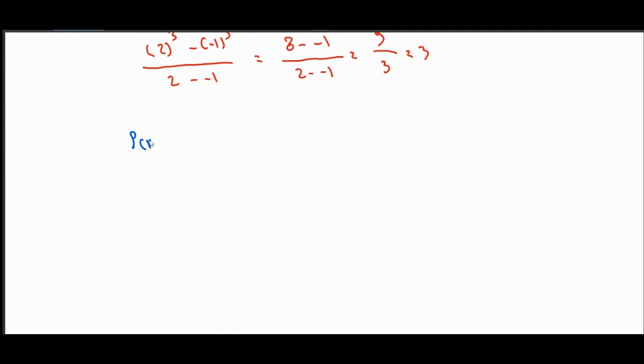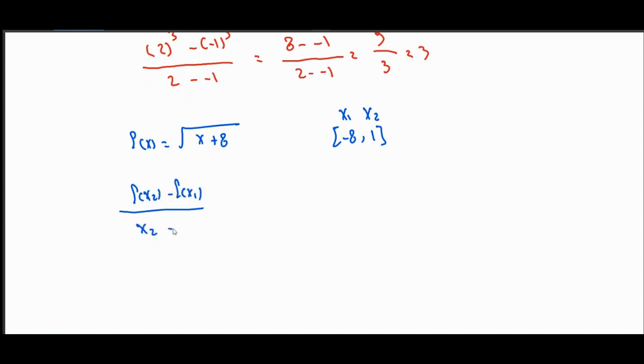Find the average rate of change of the function f of x is equal to square root of x plus 8 in the interval negative 8 and 1. Negative 8 is x1, and 1 is x2. Our rule says f of x2 minus f of x1 over x2 minus x1. Substitute f of x2, take x2 as 1, so you have square root 1 plus 8 minus square root negative 8 plus 8 over 1 minus negative 8.